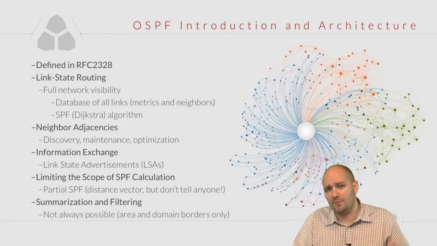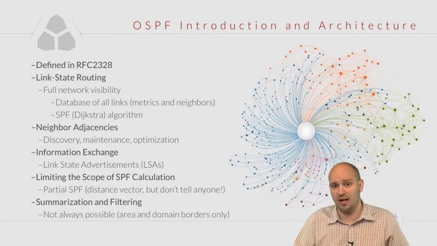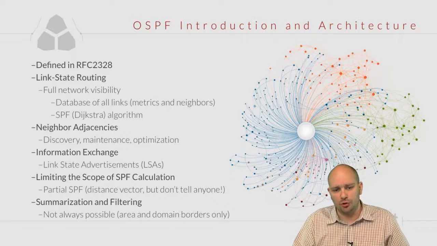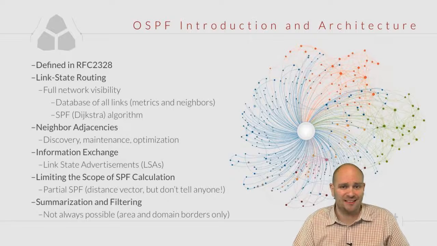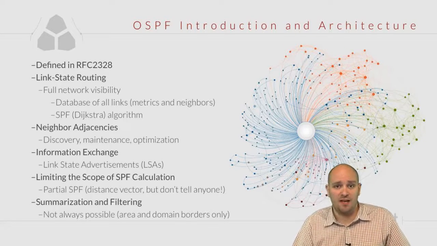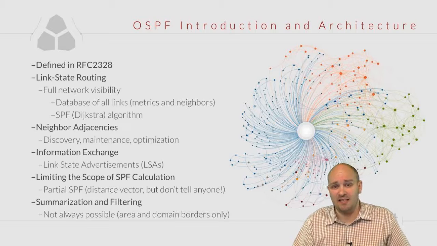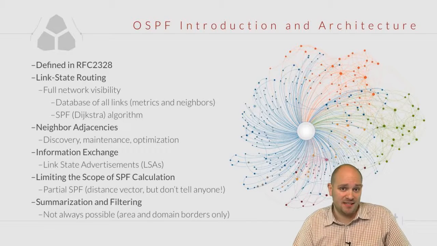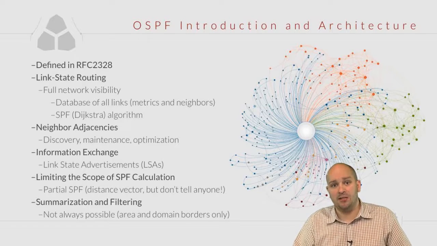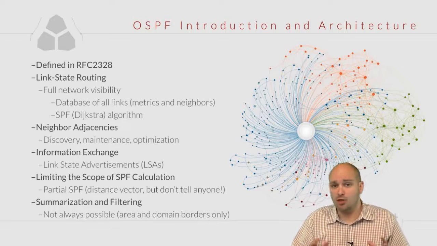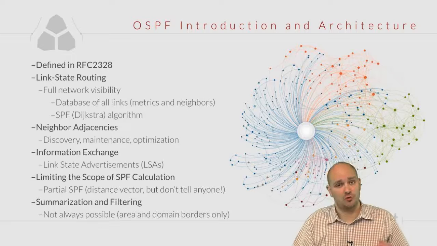Finally, we have the information exchange. How do OSPF routers exchange the information about what they have in their databases? And this is where we are going to talk in detail about the link state advertisements, the data structures that OSPF keeps in the database that are used to calculate the best paths and communicate the contents of the database and the local interfaces. Also, in some cases we want to limit the scope of the SPF calculations.